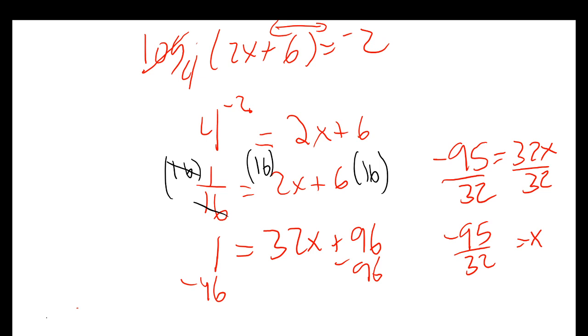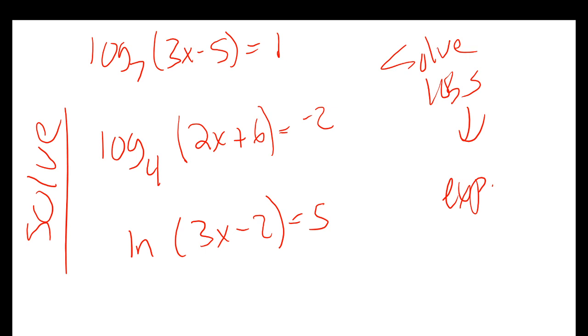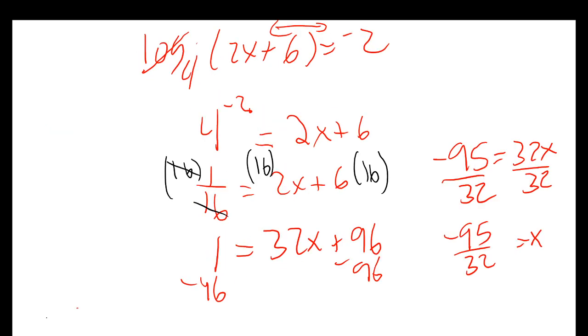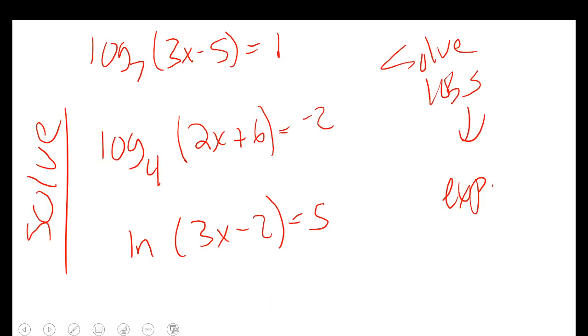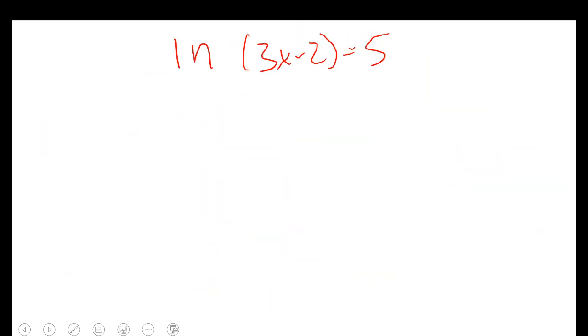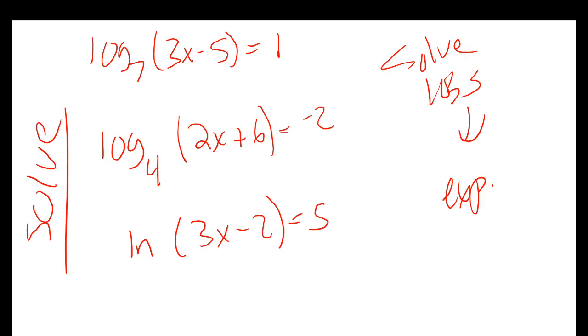Okay. Now this one's a little different. ln of 3x minus 2 equals 5. Now, this one's a lot harder because where in the other two the bases were given, when they're not given, you have to know what the implied base is.